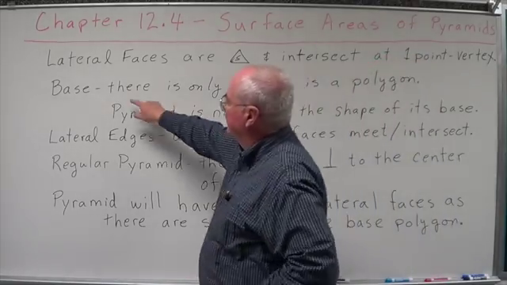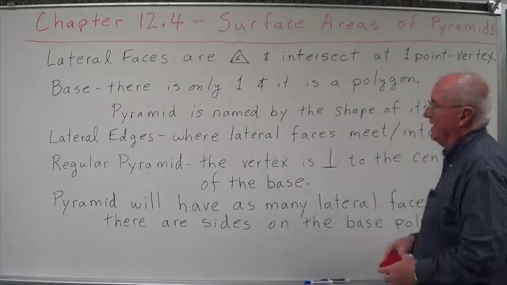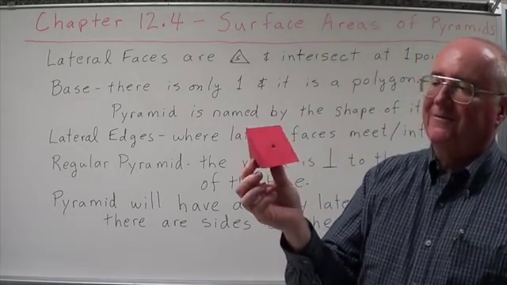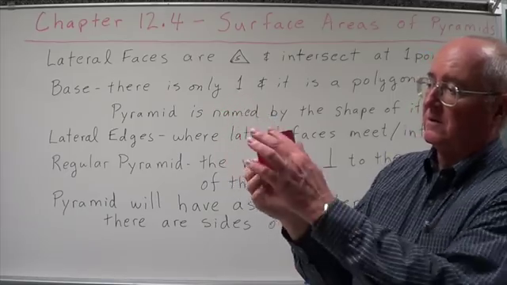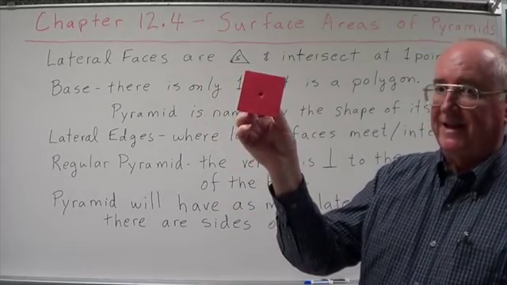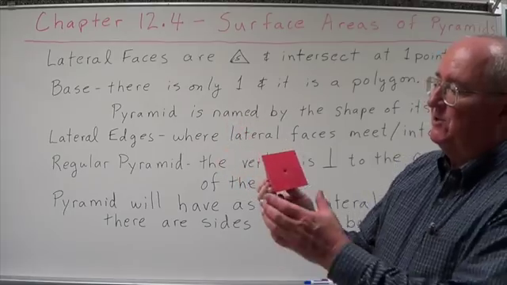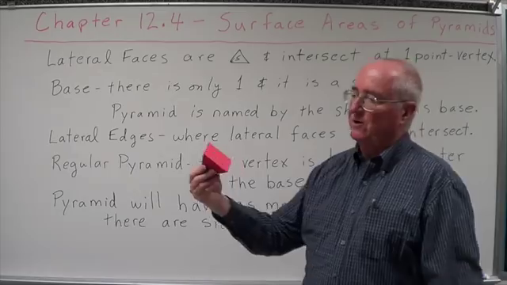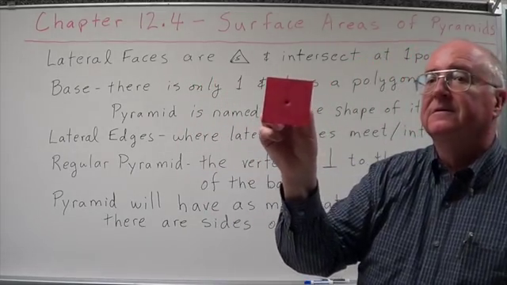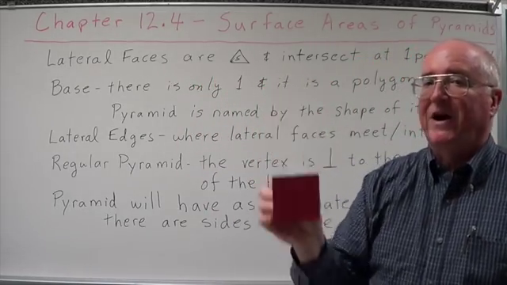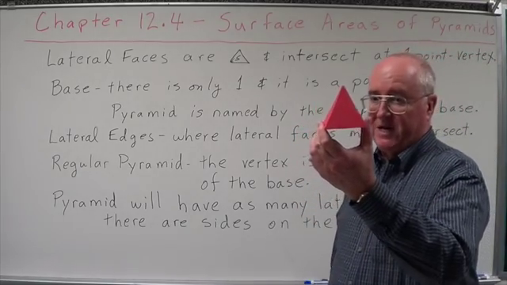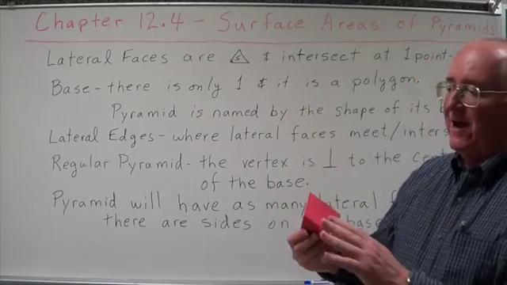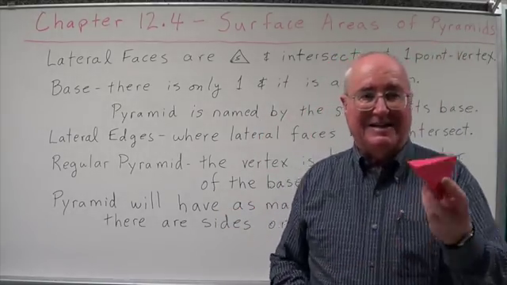Now, the base, there's only one, and it is a polygon. So I've got a bunch of triangles here, and I've got one figure, and that's just its base. A pyramid is named by the shape of its base. Well, what's the shape of this base? The shape of this base is a square, so this will be known as a square pyramid because the base is square. Now, a square pyramid has how many sides to it?